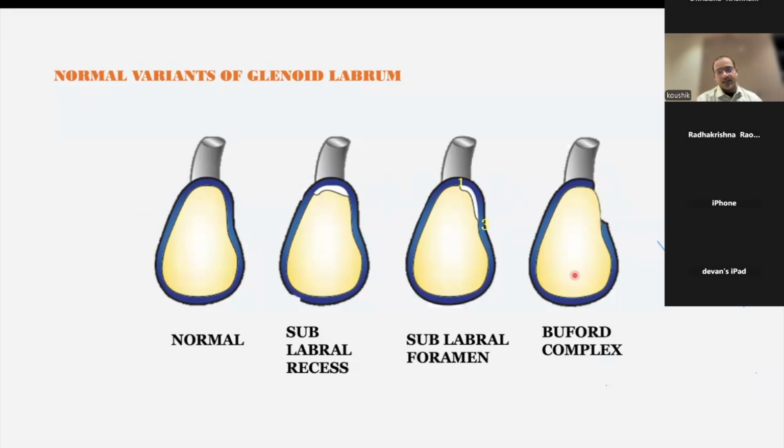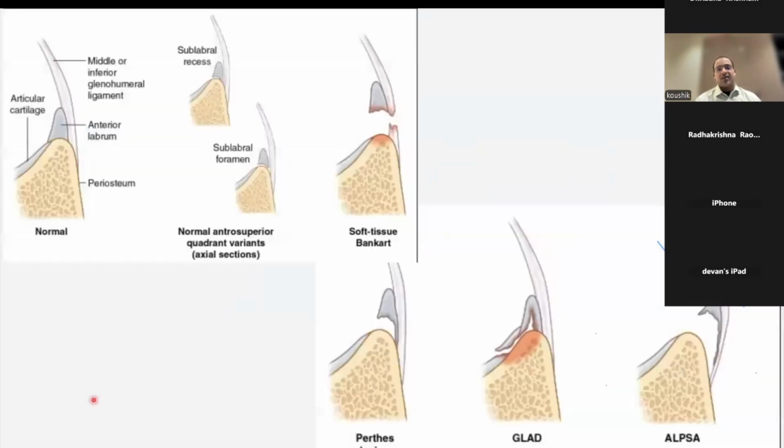That is a Buford complex, in which there is absent labrum along with thickening of the middle glenohumeral ligament. So these are the normal variants. Why we should know the normal variants is so that we don't mistake them for a labral tear like a Bankart lesion. Usually, the thing we are looking for at this point is a superior labral anteroposterior tear, or a SLAP tear. SLAP tears happen to be in this location, so we should not confuse a tear with these normal variants.